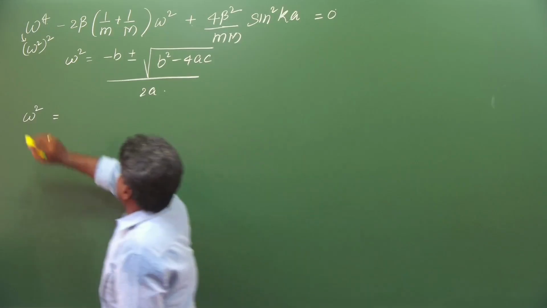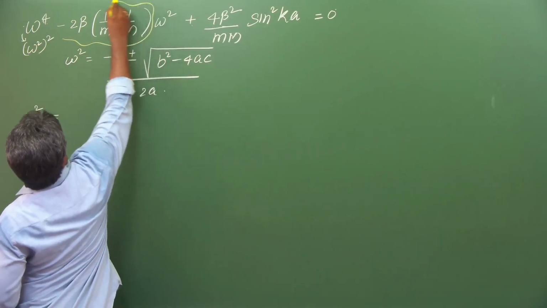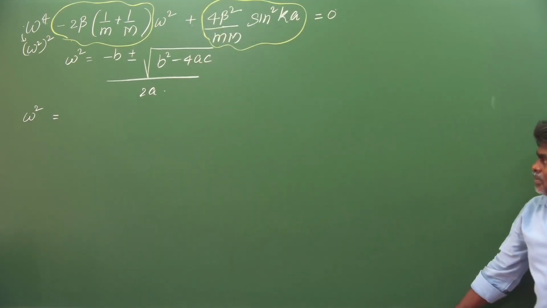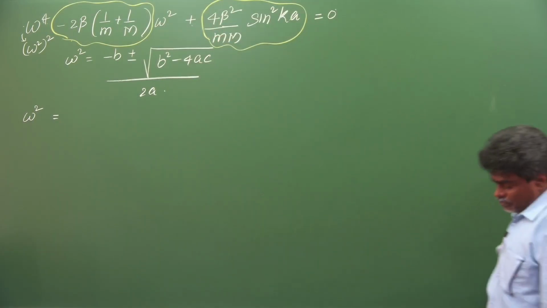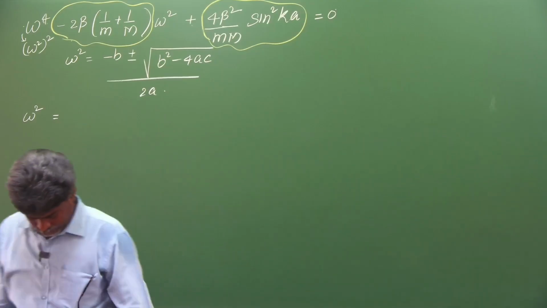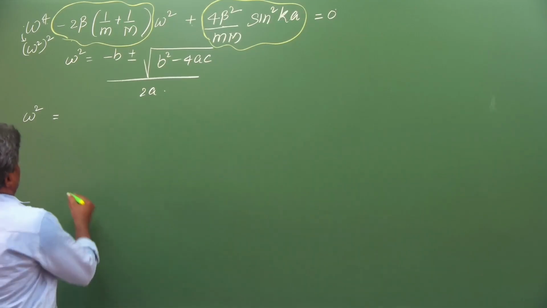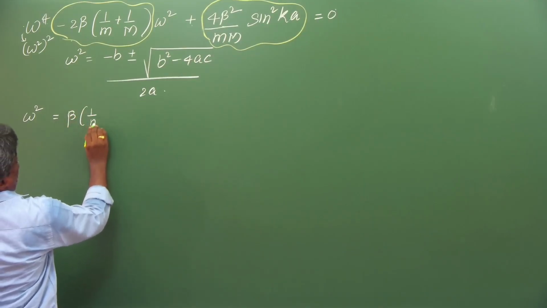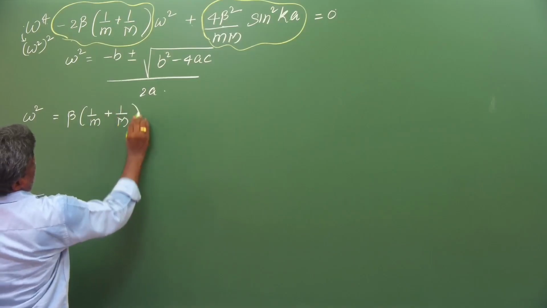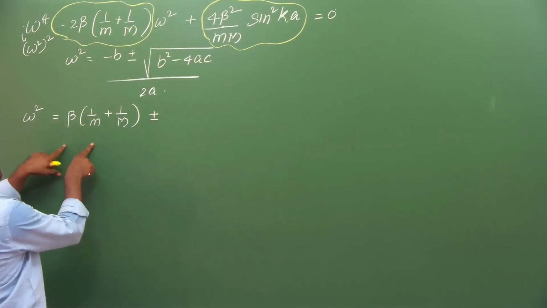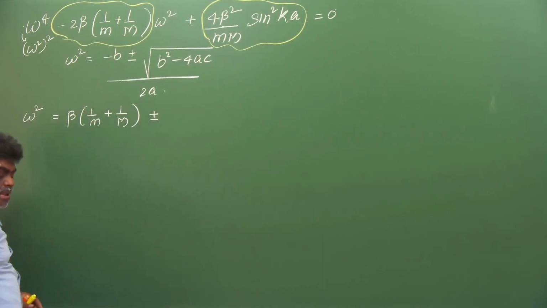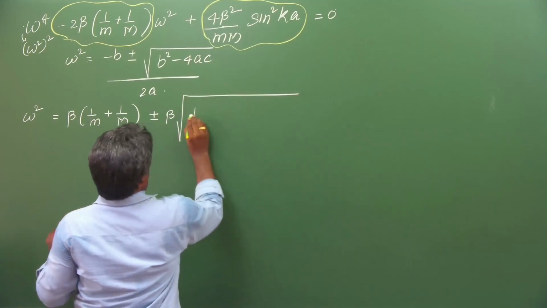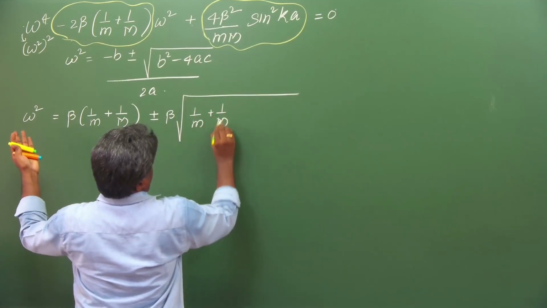Everything you know. What is a? 1. What is b? This one, minus. What is c? This one. Come on, school level algebra. I think finally if you substitute, please check whether you got this or not. If you directly write this without doing it, no use, you won't remember. That's the main issue. Please check whether you got this or not. It's a quadratic equation, do it yourself.